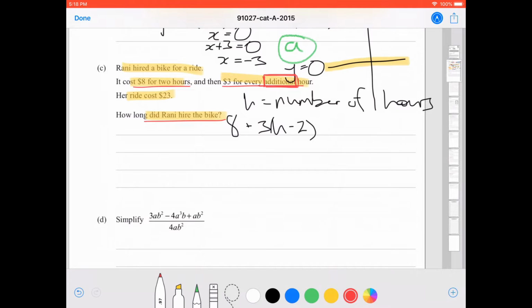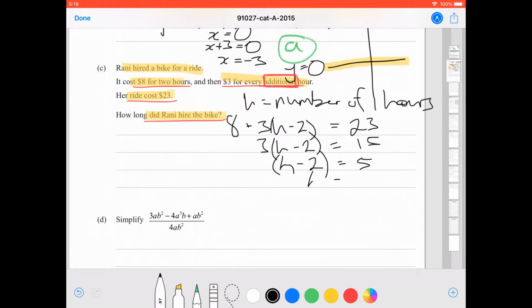So, last piece of information here, ride cost $23. That means we can say this equals the total, which is $23. So here we're just solving for h. We can bring our 8 to the right-hand side. We say 3 times h minus 2 equals 23 minus 8, which is 15. And we can divide by 3 on both sides. You can either expand these brackets or just divide by 3 straight away. So 15 over 3 is 5. And now solving for h, bring the 2 to the right-hand side, 5 plus 2 is 7.